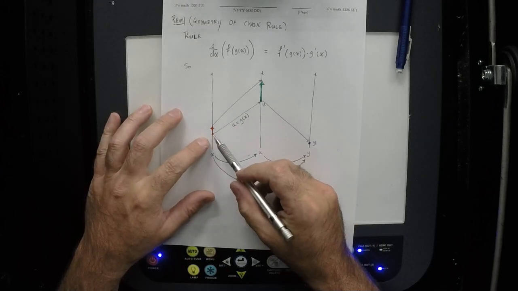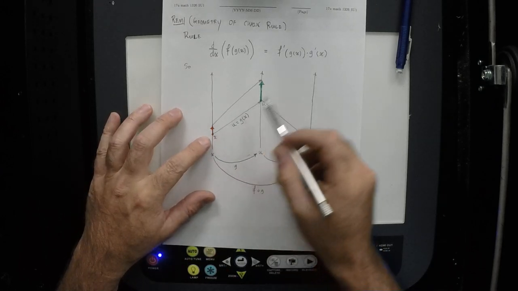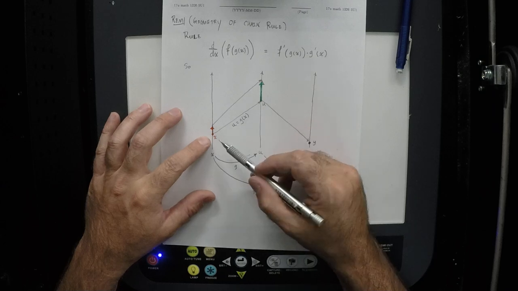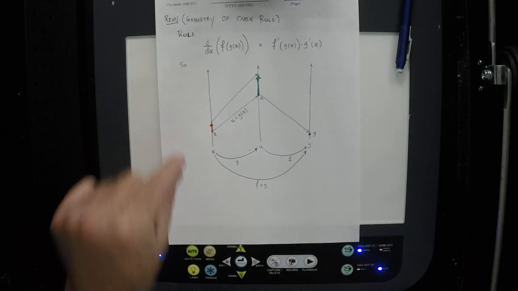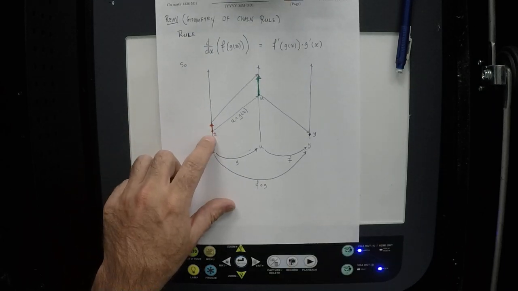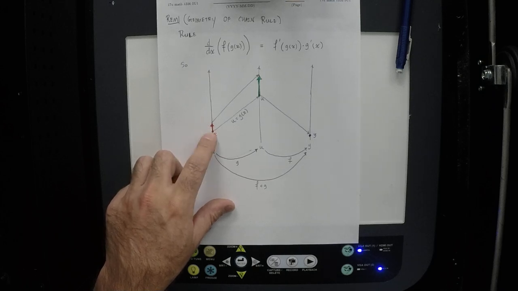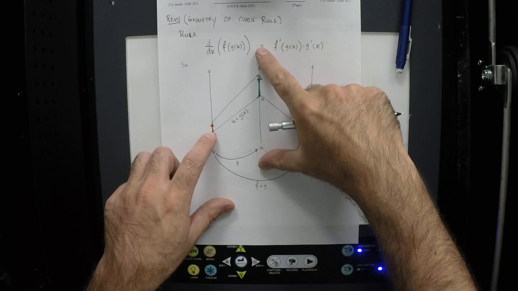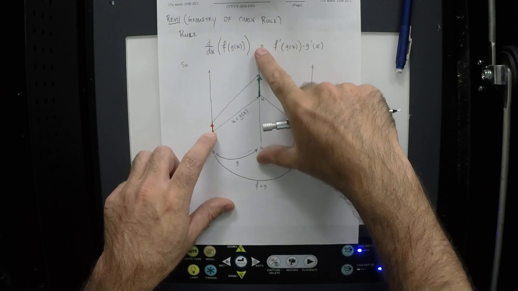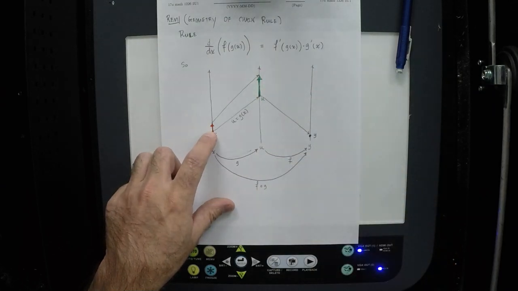So the way I drew it, I intended to draw it such that the green one was twice as big as the red one. What that means is that right there at that point, the derivative is 2. Because objects, when you map them from here with that function, they get twice as big. If this arrow was 10 times as big, that would mean the derivative is 10. If it was half as big, that would mean the derivative is half. That's what it would mean.